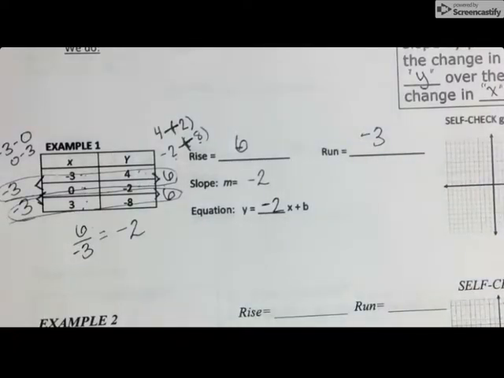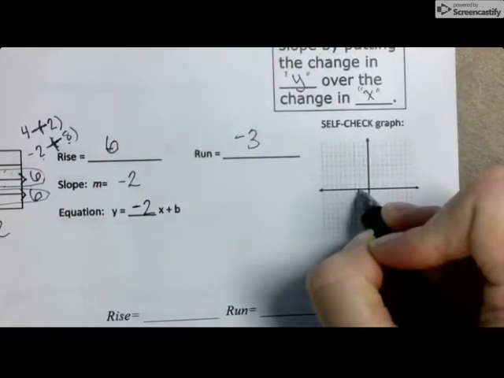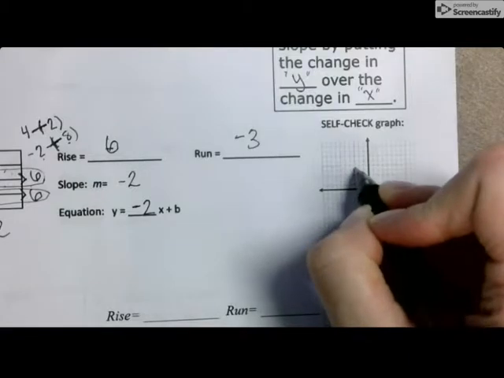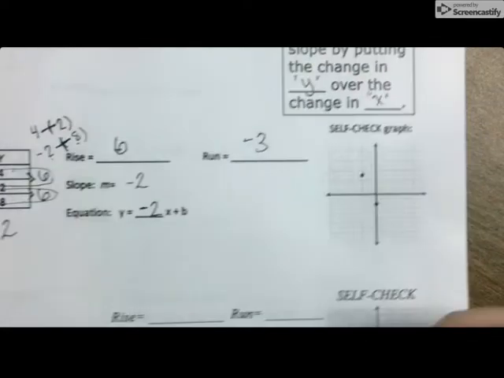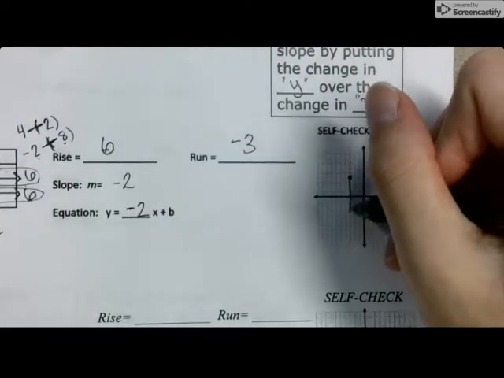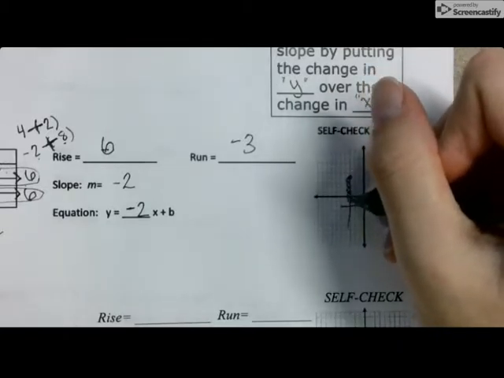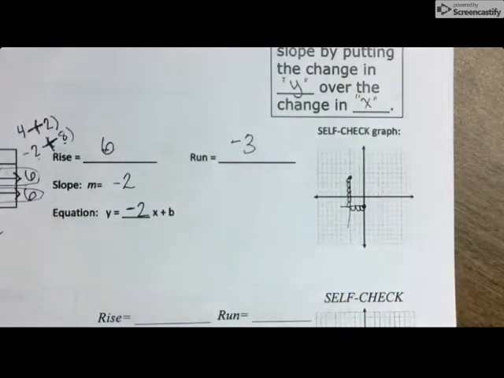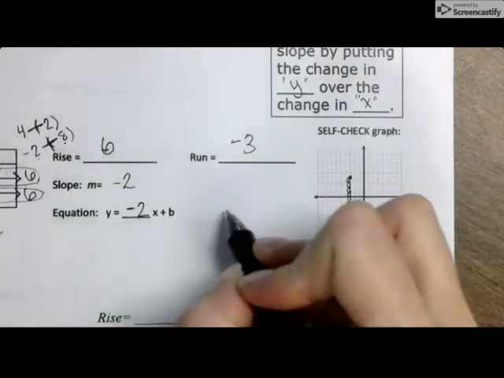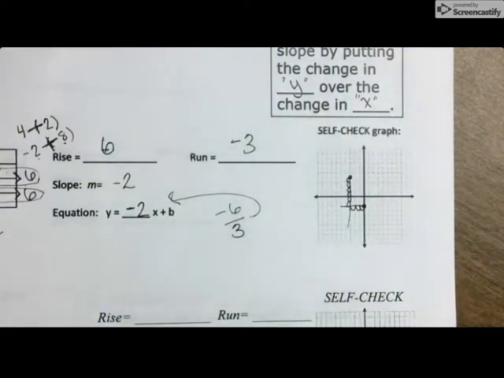Now, like I said, that's one way of doing it. Another way is to plot it. So if I plot -1, 2, 3, up 1, 2, 3, 4, plot 0, -2, then if I draw my thing, 1, 2, 3, 4, 5, 6 over 1, 2, 3, I have -6 over +3, which still gives me -2. Okay?